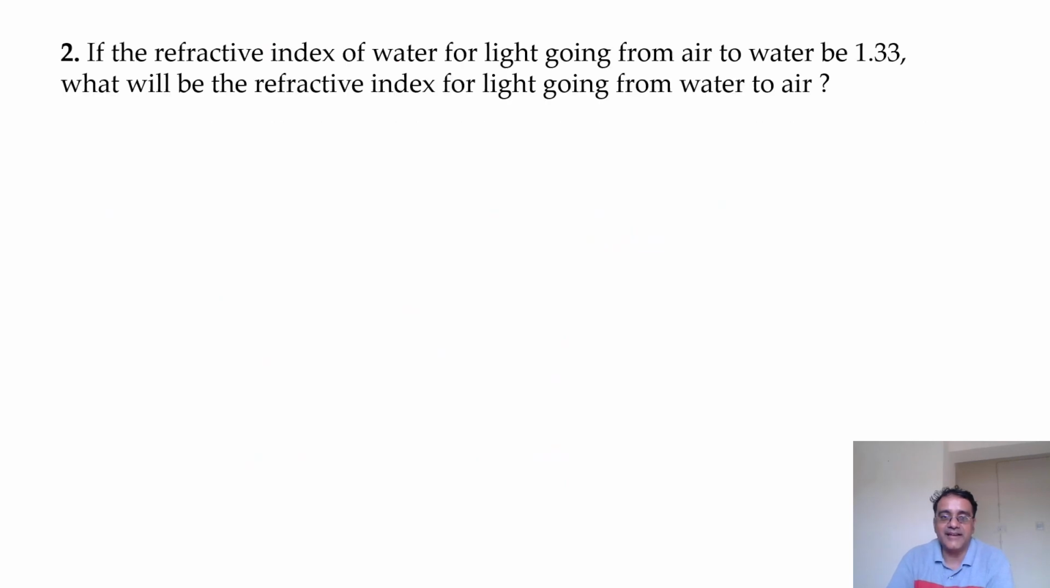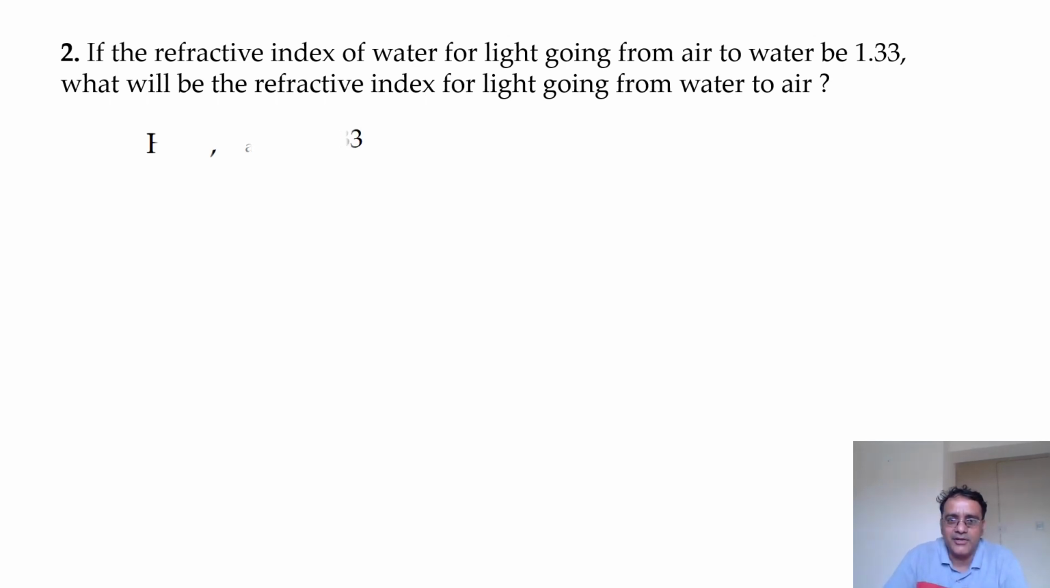Now let us move to the second question. If the refractive index of water for light going from air to water is 1.33, what will be the refractive index of light going from water to air? Just now we have seen that n12 is the reciprocal of n21. So the same formula we will use here.